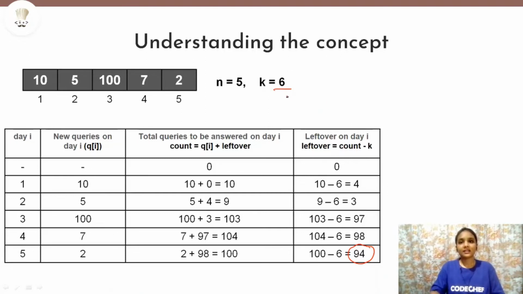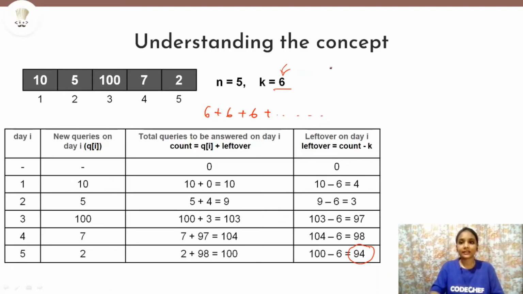And how many he can answer each day? So on each day he can answer 6 queries. He can keep on answering that. So 6 plus 6 plus 6, and so on, until this total becomes 94 or greater than 94. So chef has to necessarily answer all the queries. So how can we find out the number of days that chef will take in answering all these leftover queries?